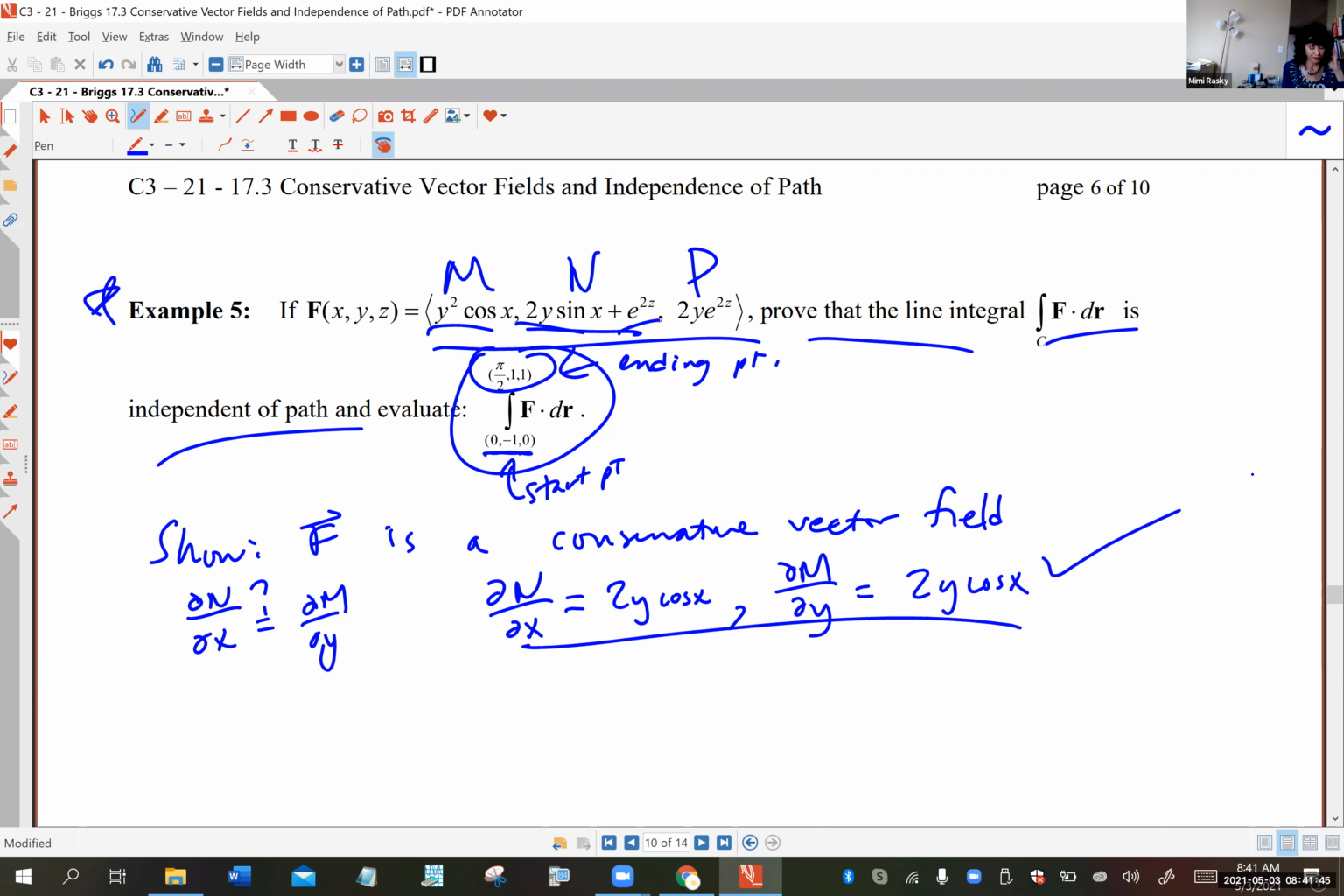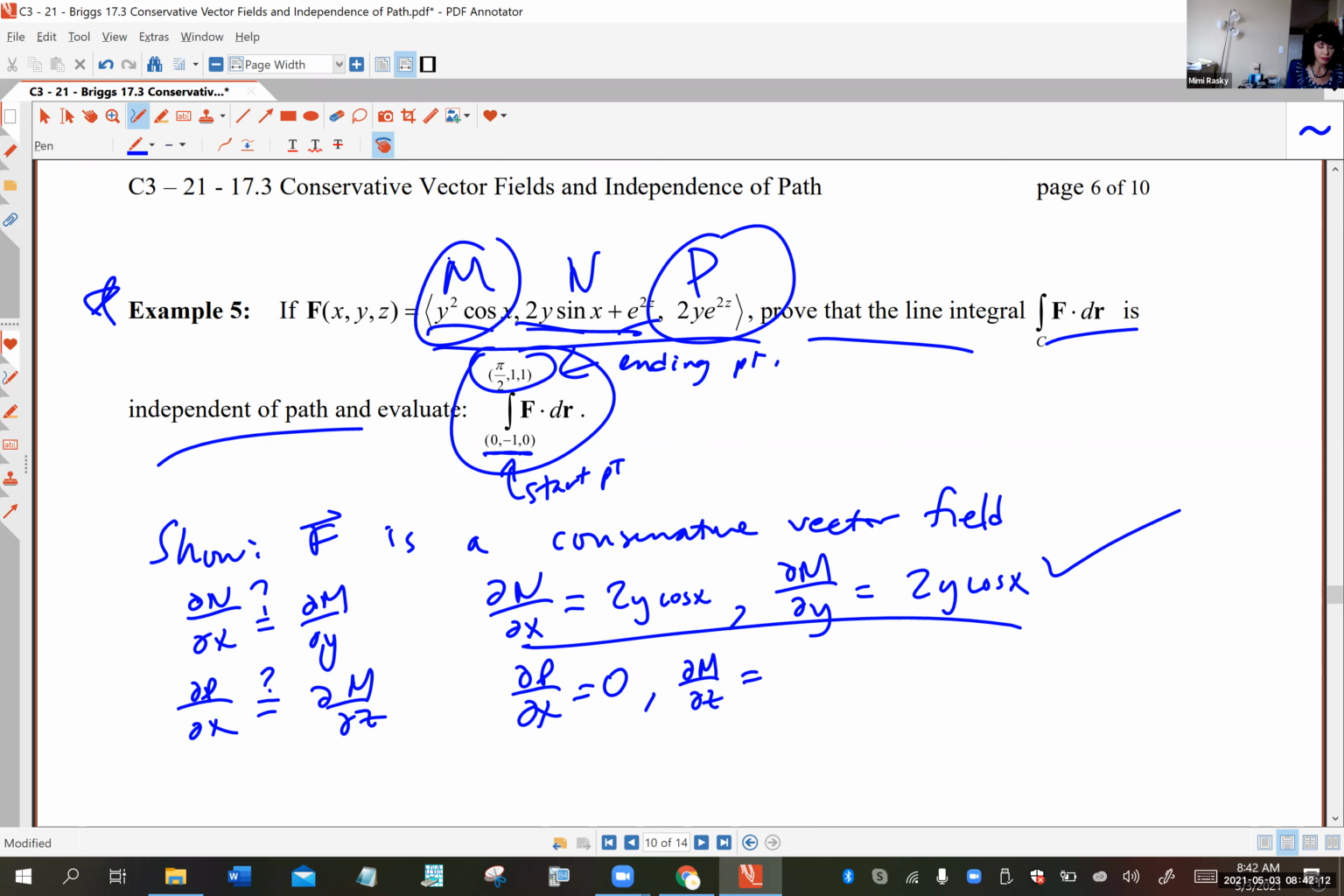We're good to go. But we have two more things we got to prove. So how about if we show dP/dx is the same as dM/dz? Okay. So dP/dx, well, P is 2y e to the 2z power. And if you take the derivative of that with respect to x, there are no x's in there. So it looks like a constant. So I get 0. How about dM/dz?